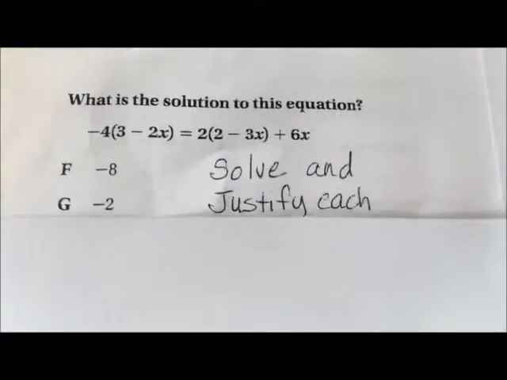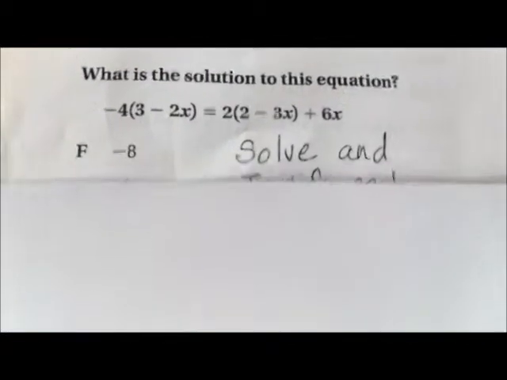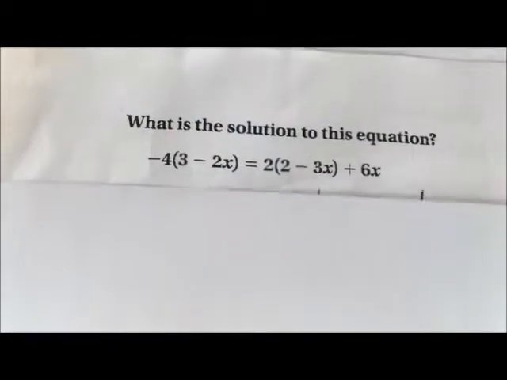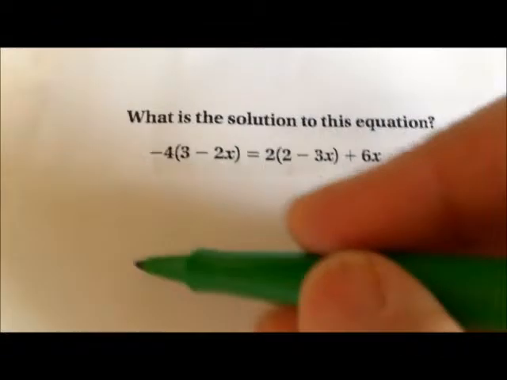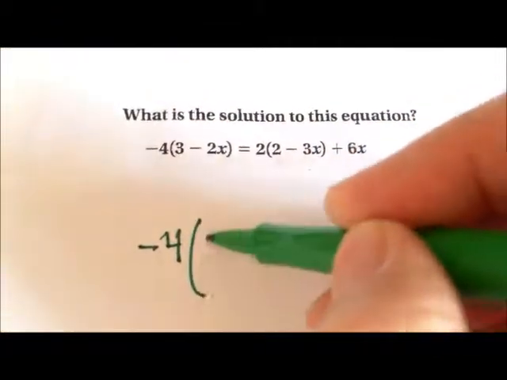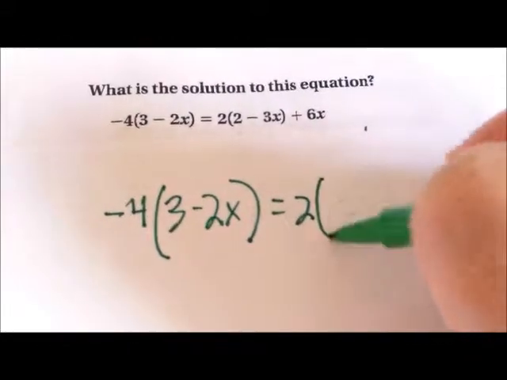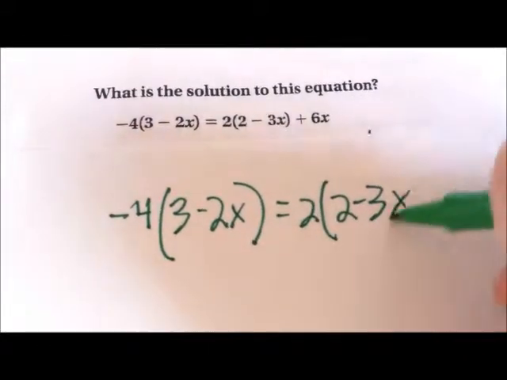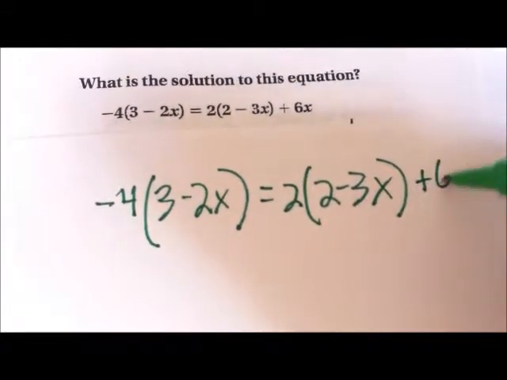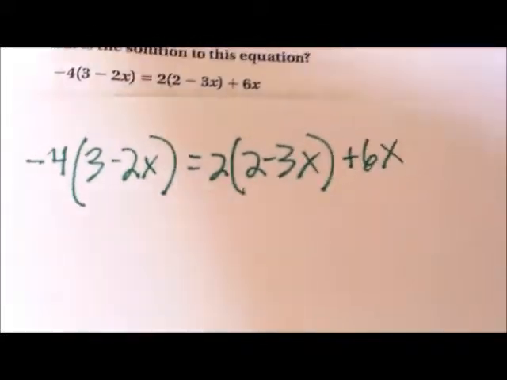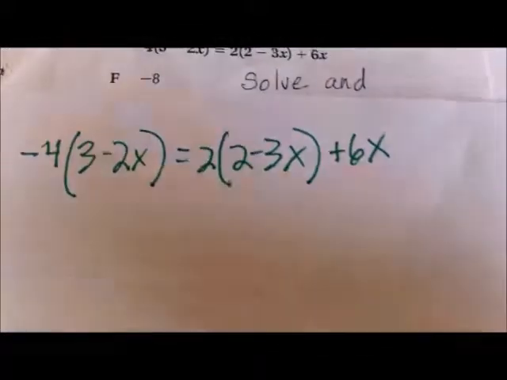All right. What's the solution to this equation? And I asked you to solve and justify each step. So we're going to write down negative 4 times the quantity 3 minus 2x equals 2 times the quantity 2 minus 3x plus 6x. And that is given.